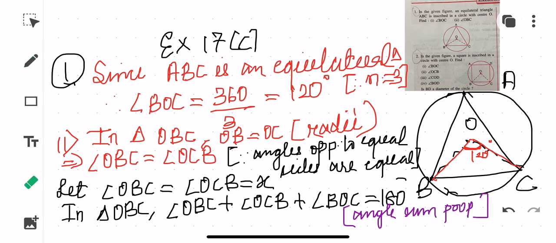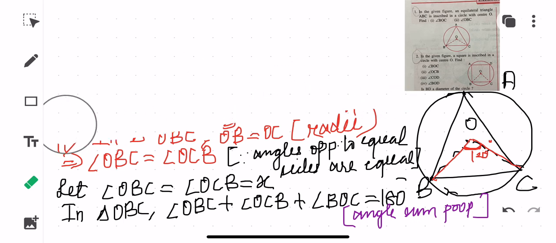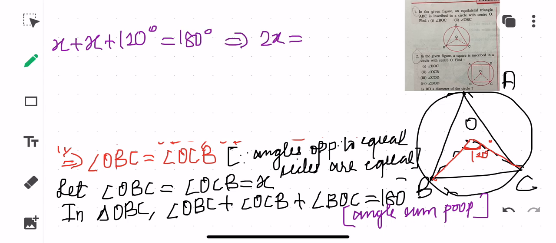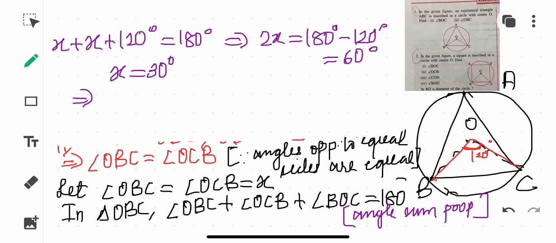Now we will be replacing the values. You can easily see OBC I have taken as x, so I will write x plus, even OCB I have taken as x, so x plus BOC, which we have found out in the first sub question as 120 degrees, is equal to 180 degrees. So this implies 2 times x will be equal to 180 degrees minus 120 degrees, which is equal to 60 degrees. So the value of x is coming out to be how much? 30 degrees. So I had taken angle OBC as equal to x, so OBC is coming out to be equal to 30 degrees.